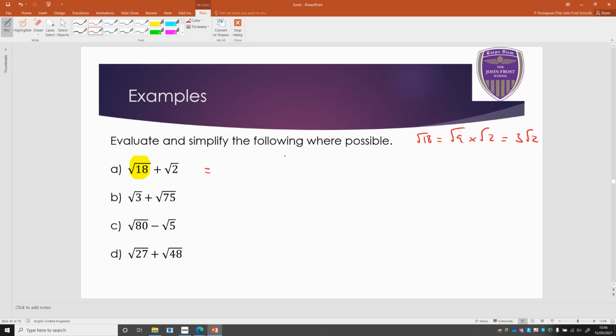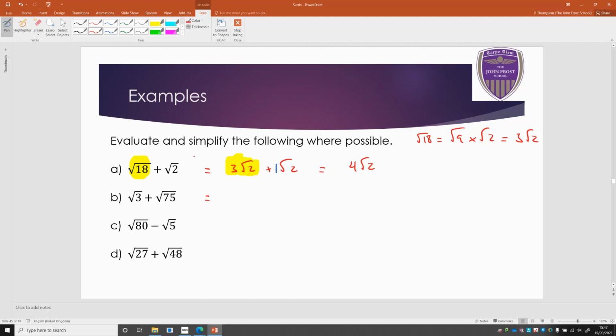And that's great, look, because now root 18 is 3 root 2, and I'm adding on another root 2. You see that? This here is the root 18 part. Remember, if it helps you, there's a 1 here you can't see. So 3 root 2s plus 1 root 2, just overall, is 4 root 2s, or 4 root 2, because 3 of something plus 1 of the same thing is 4 of the same thing.